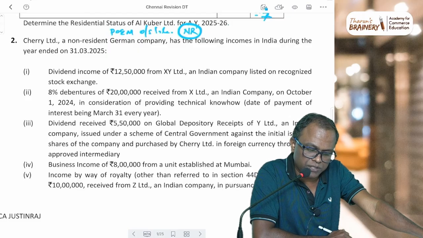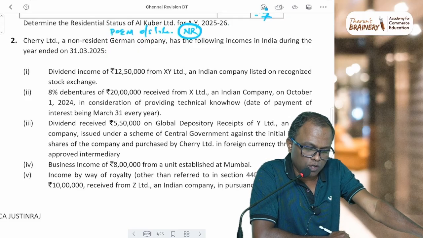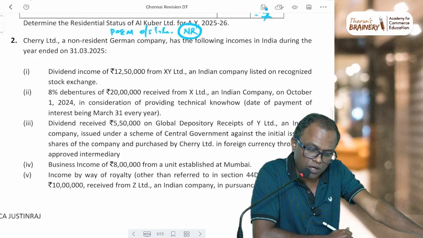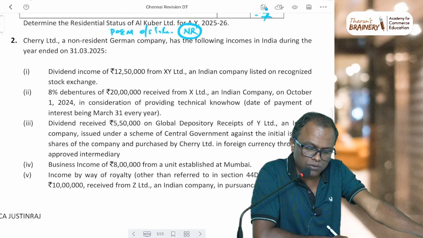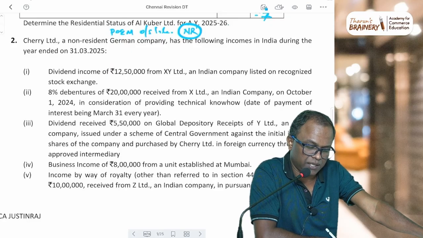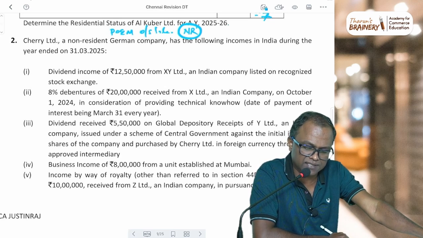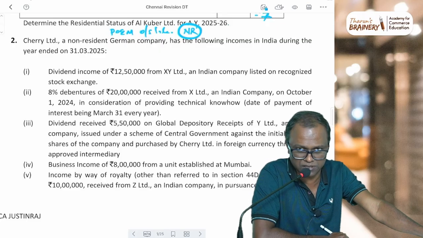8% debentures of rupees 20 lakh received from X Limited, an Indian company, on October 1st, 2024, in consideration of providing technical know-how, date of payment of interest being March 31st every year. So you should read carefully the second part, in consideration of providing technical know-how. So already this Cherry Limited provided some technical know-how in India to the Indian company, that is X Limited. In return, the fees is received by way of debentures.